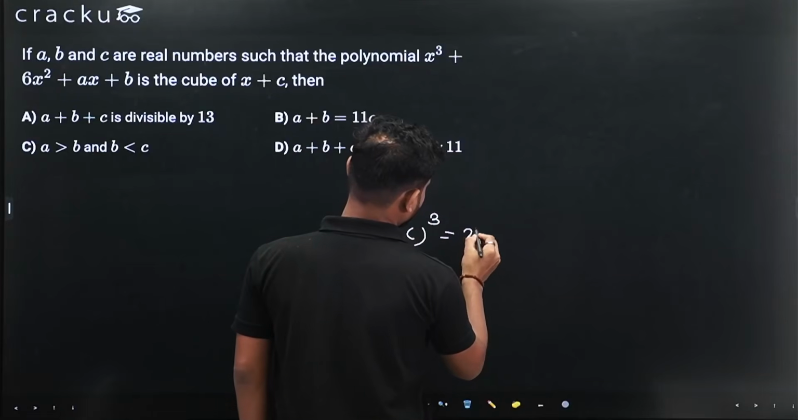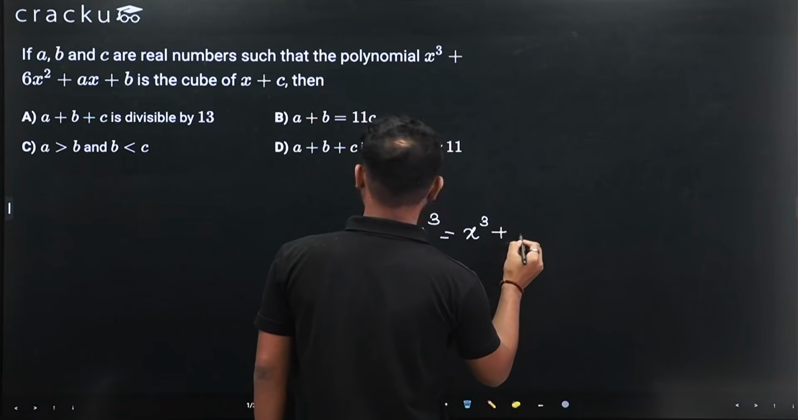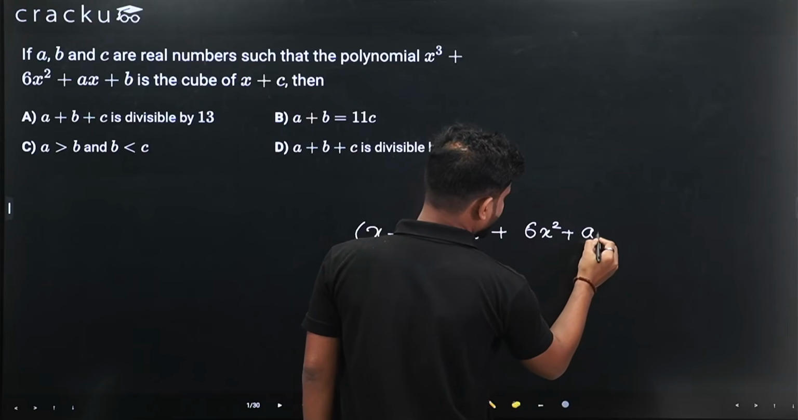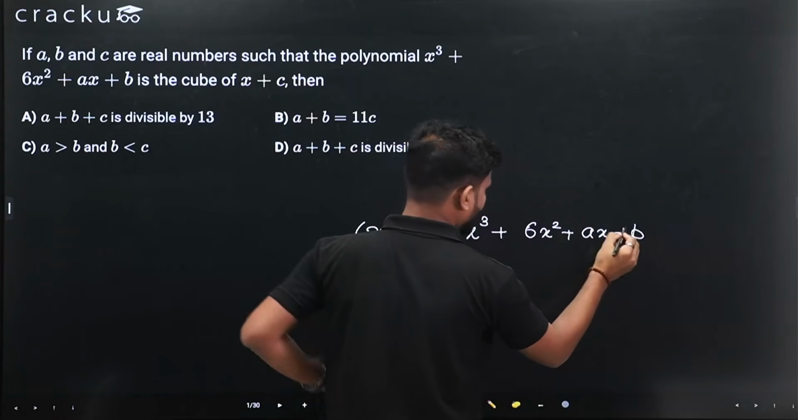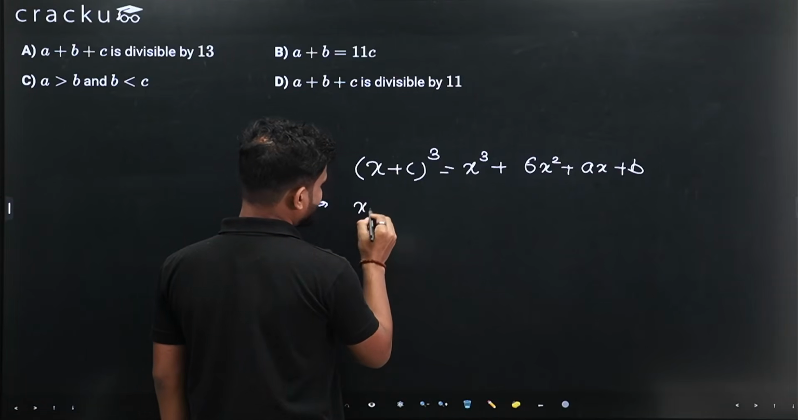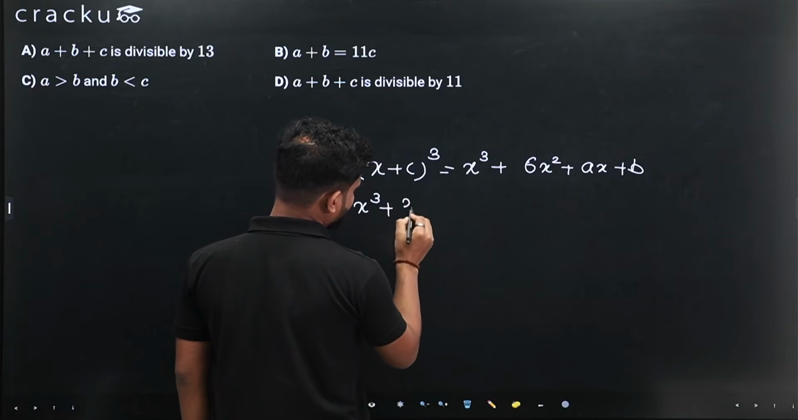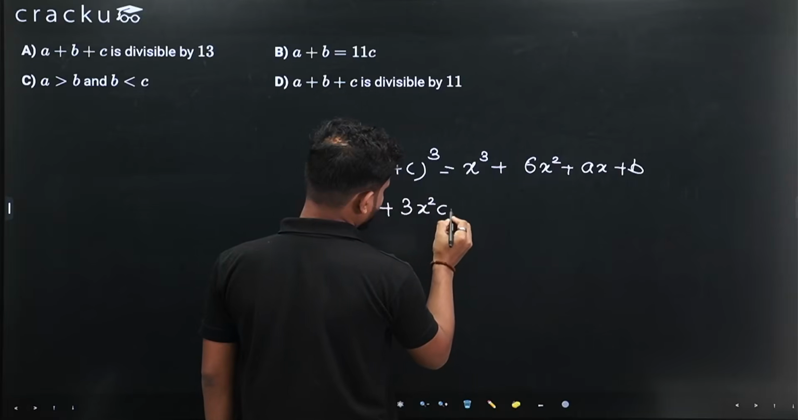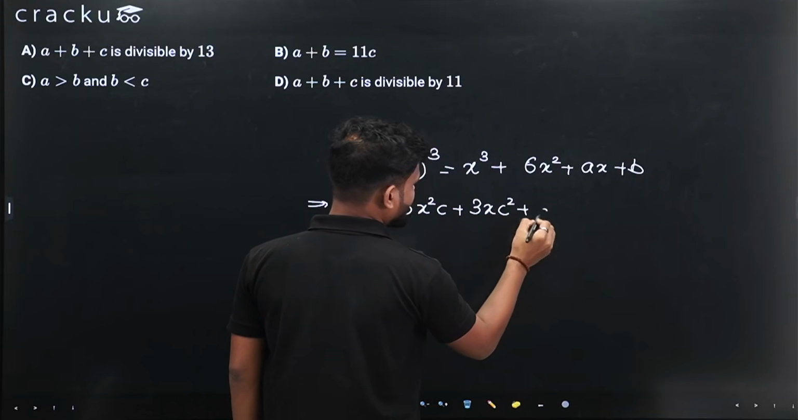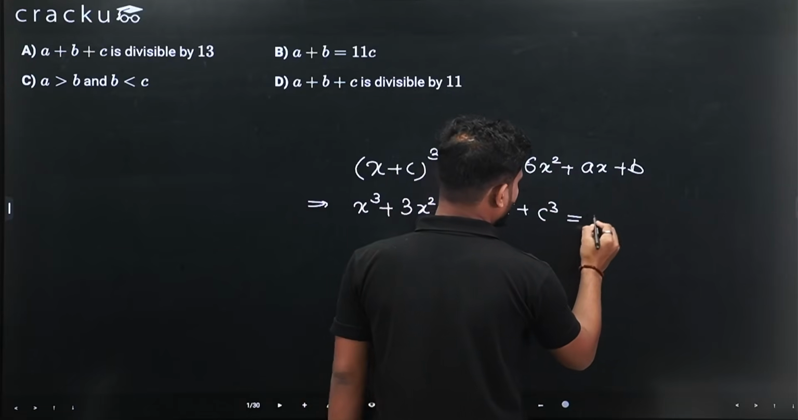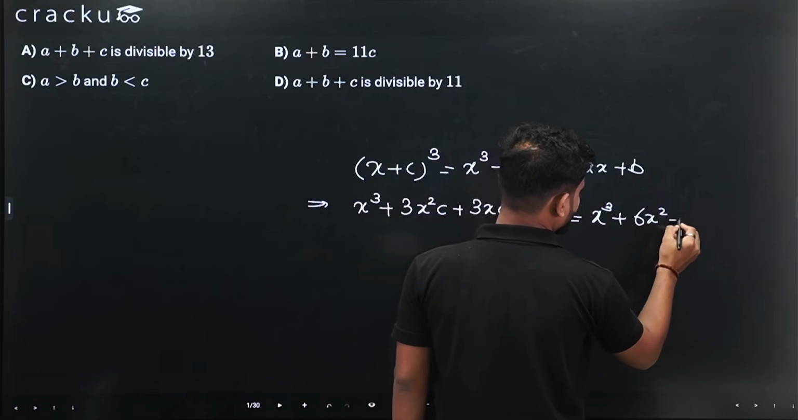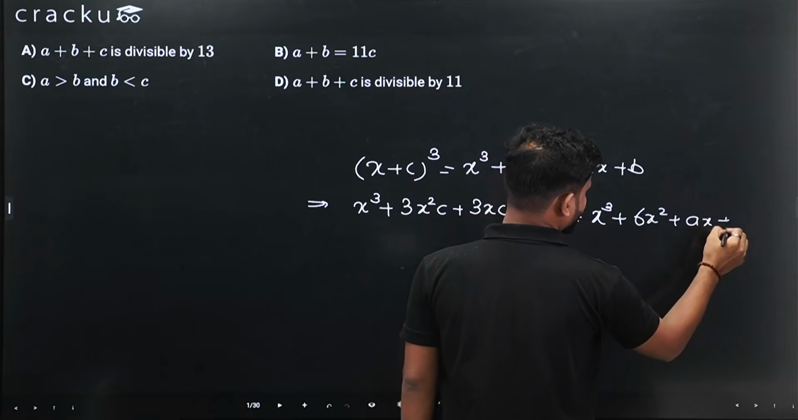x cube plus 6x square plus ax plus b. From here what do we get? If we expand the left hand side, we get x cube plus 3x square c plus 3xc square plus c cube is equal to what? Is equal to x cube plus 6x square plus ax plus b.